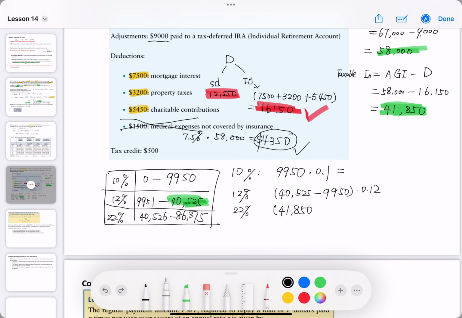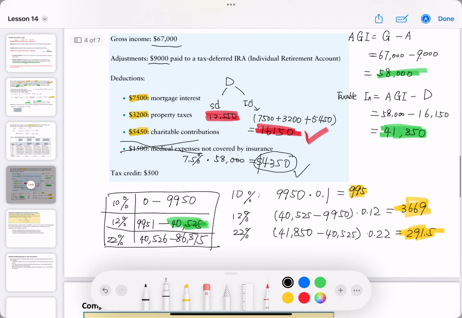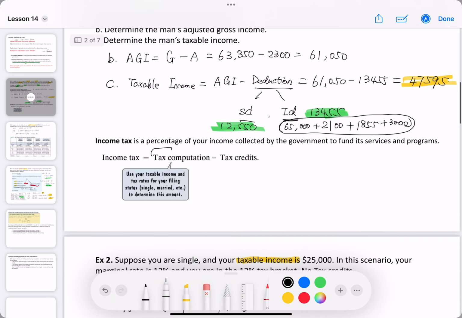So minus 40525 multiplied by 0.22. And then we can use a calculator to find all of these values. The first one is 9950, no, 995. And the second is 3669. And the next one is 2291.5. And sum up all of these numbers. So I add them together. This is the tax computation part.